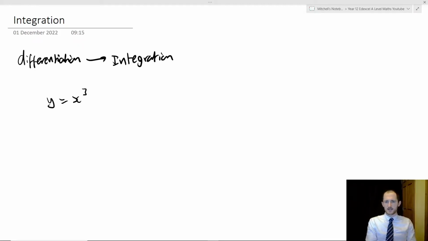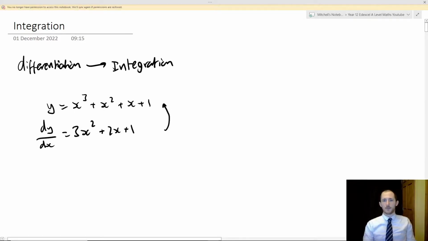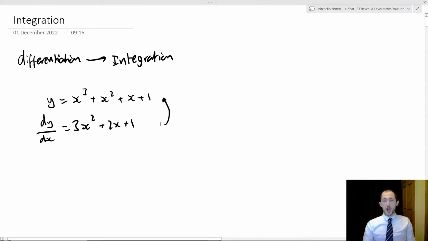Okay, so just as a recap, if we have a curve, let's say y is, make it nice and easy, x cubed plus x squared plus x plus 1, then if we were to differentiate this, we bring the power forward and we subtract 1 from the power, right? Nice and easy. And then if it's a constant, it goes away. So with integration, what we want to be able to do is get back to the top part, okay? So essentially we're just undoing what we did with differentiation, okay?